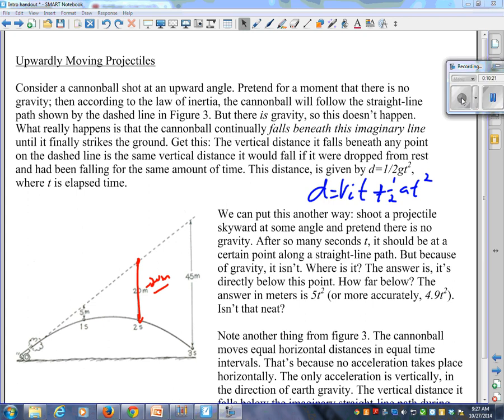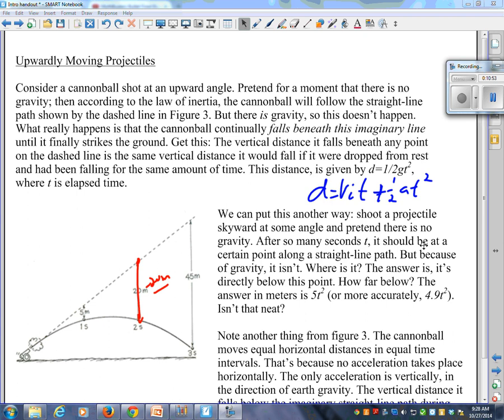So the point there is, though, that it doesn't matter what speed it has, it's still going to fall at 20 meters. So we can put this another way. Shoot a projectile skyward at some angle and pretend there's no gravity. After so many seconds t, it should be at a certain point along a straight line path. But because of gravity, it isn't. Where is it? The answer is that it's directly below this point. How far below? The answer in meters is 5t squared, or more accurately, 4.9t squared. 1/2 g is 9.8.